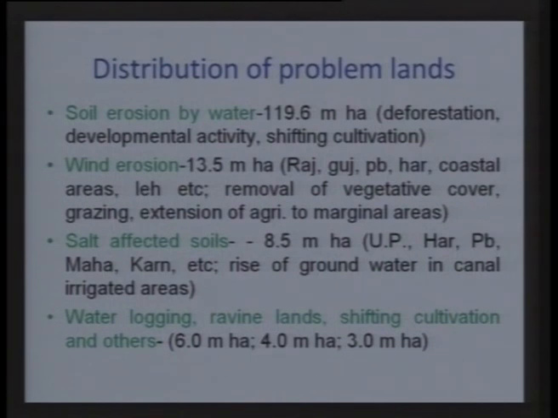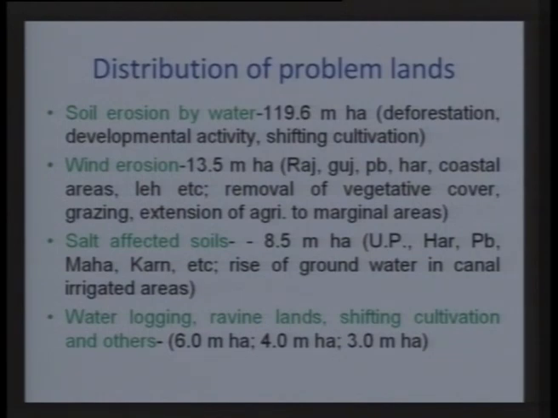And next is the salt affected soils. So many portions of the land are affected by salt, and this is basically because of the rise in the groundwater table, and we observe it basically in the canal irrigated areas. The states where we find this type of problem are Uttar Pradesh, Haryana, Punjab, Maharashtra. So these are the regions where we find salt affected soils, and the magnitude of this type of problematic soils is 8.5 million hectares.